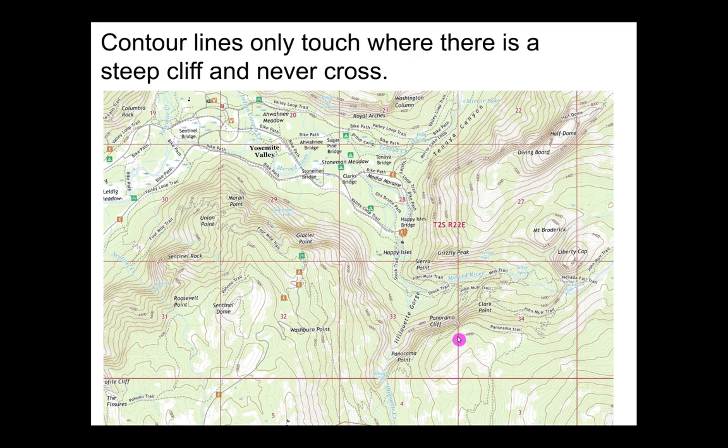Contour lines only touch where there's a cliff. So even though Half Dome is vertical, the contour lines aren't touching there. Parts of Glacier Point, vertical or almost vertical, but still not touching. Contour lines never touch and never cross, or rather, they only touch if there's a cliff. Contour lines never cross.